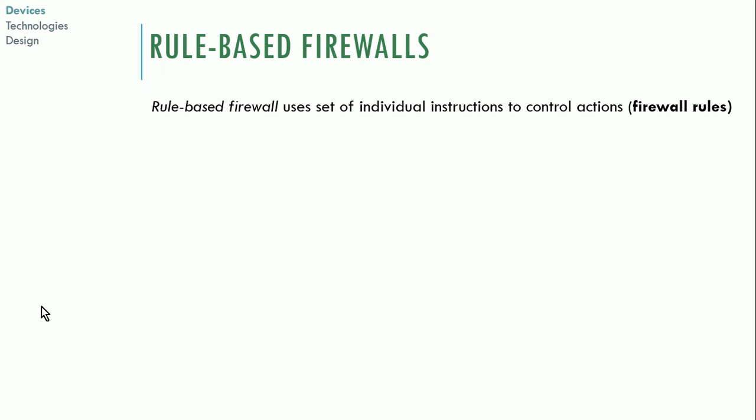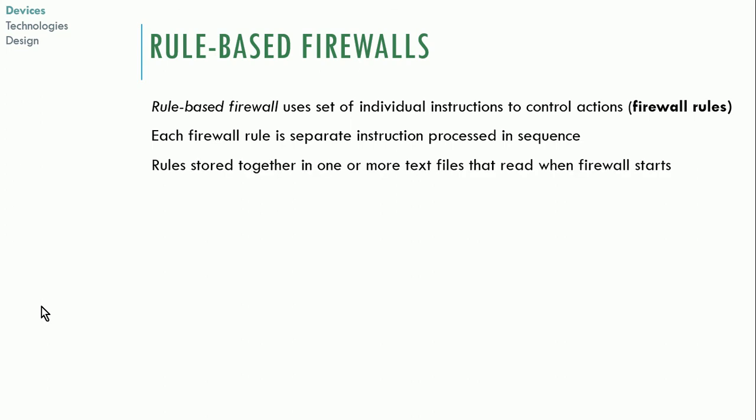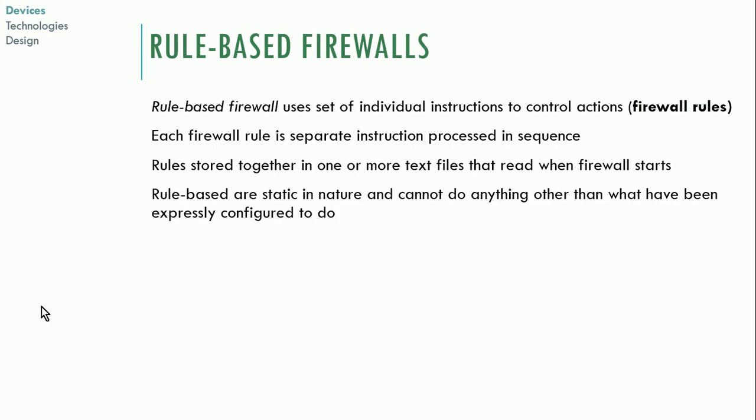Most firewalls are rule-based, which means we write a set of rules that are parsed in sequence. So from rule 1 to rule 10 and so forth and so on. So it'll parse the rules in sequence to make a decision as to what to do with a packet. Rules are stored together in one or more text files that are read by the firewall into memory when it starts, and then it uses those rules to make decisions as it's routing those packets.